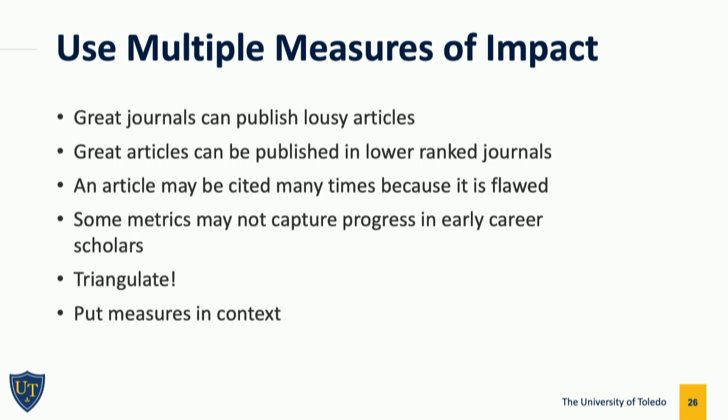So triangulate these numbers, have multiple measures, put them into context, and let the reader know how the general picture is representing quality and impact. Raw numbers for any of these types of things are not particularly helpful. And frankly, a lot of the arguments that you read about, and there are plenty of arguments in the literature about all of these metrics, talk about the improper use of these metrics.